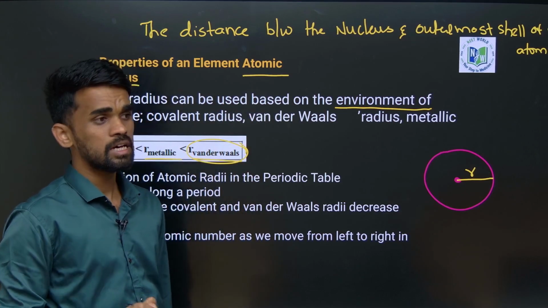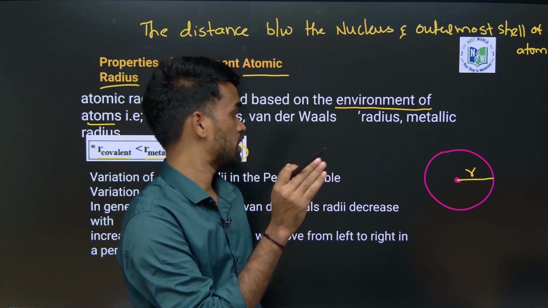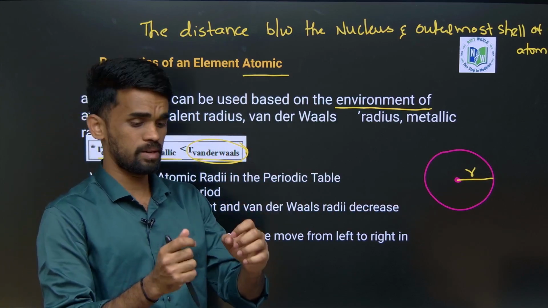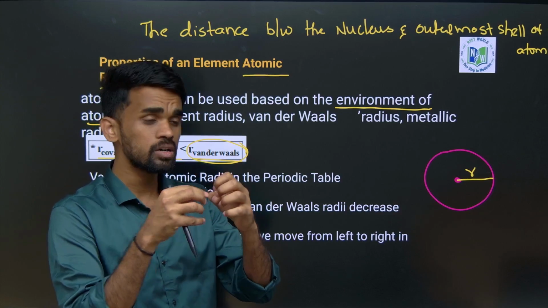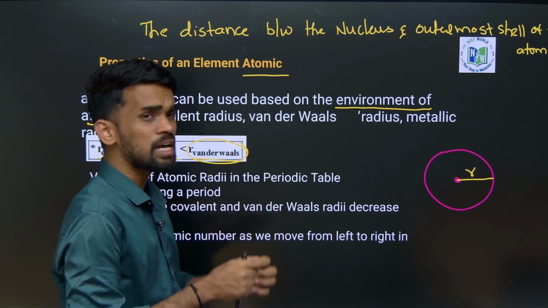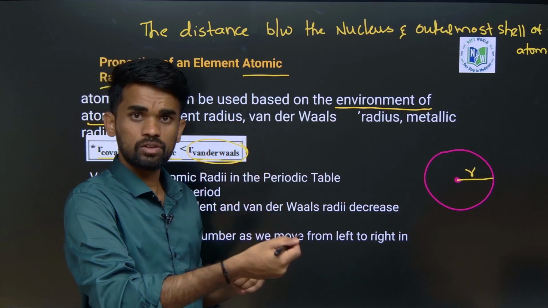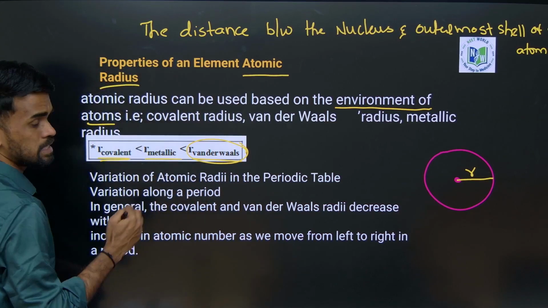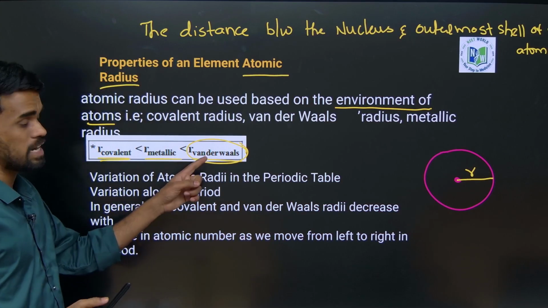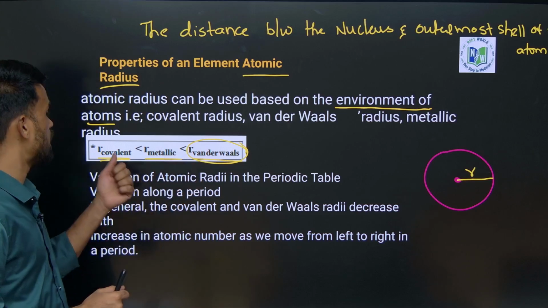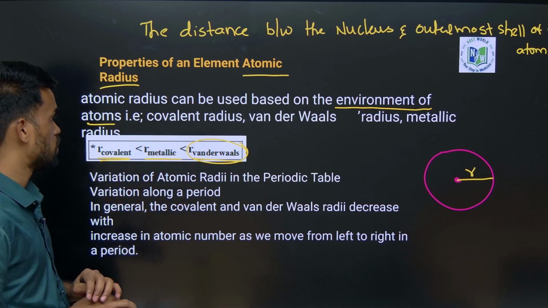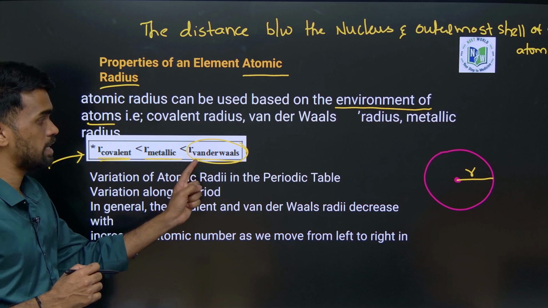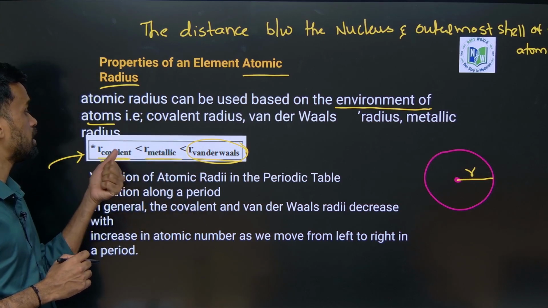Always remember, van der Waals radius is greater than the metallic radius, which is greater than the covalent radius. We know metals are very rich, so when we calculate the metallic radius, it is relatively more than the covalent radius. Metallic radius is generally taken for metals, van der Waals radius is considered in the case of noble gases, and in the remaining cases we have covalent radius. So the order of these three radii is: van der Waals greater than metallic, which is greater than covalent.